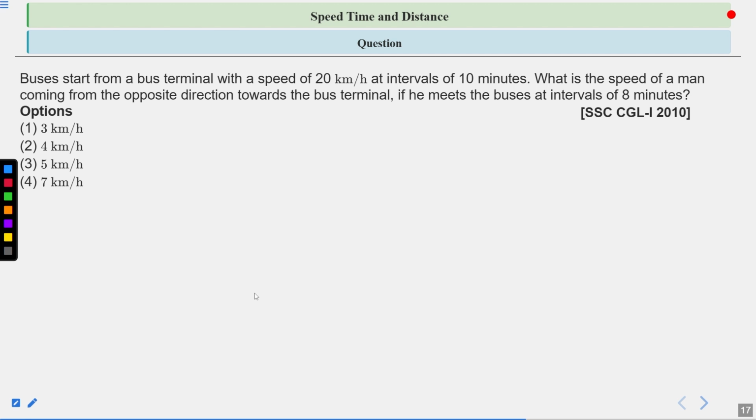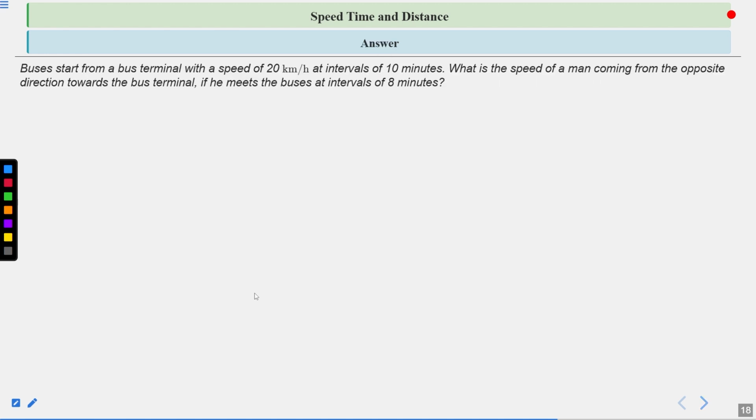So there are four options. First one is 3 km per hour, second is 4 km per hour, third one is 5 km per hour, and fourth one is 7 km per hour. Now you have 10 seconds to analyze the question. Your time starts now. Now time's up. Let's see the solution of this question.